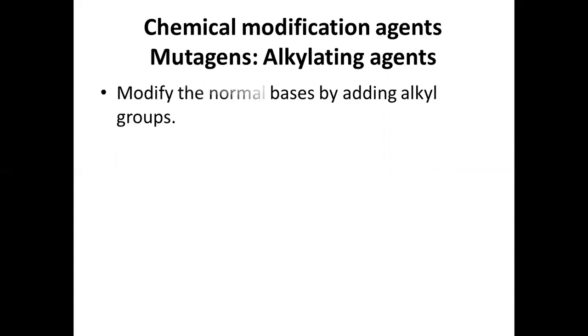Okay, then we have the chemical modification agents of alkylating agents. So these modify the normal bases by adding alkyl groups. They are going to add alkyl groups. No wonder they are called alkylating agents.